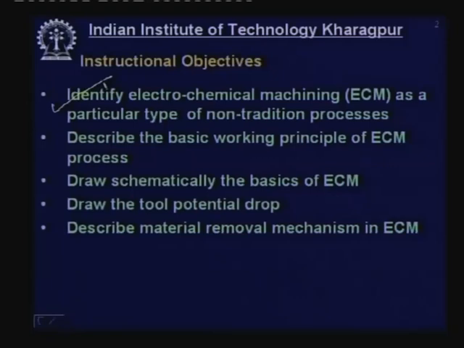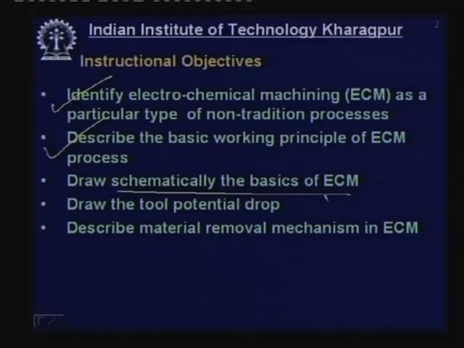Already we have covered a few non-traditional processes. Abrasive jet machining belongs to the mechanical group of non-traditional processes. Similarly, you would be able to associate ECM with a particular type of non-traditional process. Once you have done that, you would also be able to describe the basic working principle of electrochemical machining. You would be able to draw the basics of ECM so that you can describe the working principle along with figures.